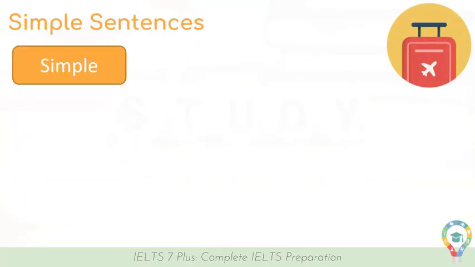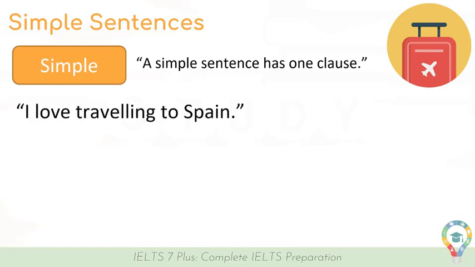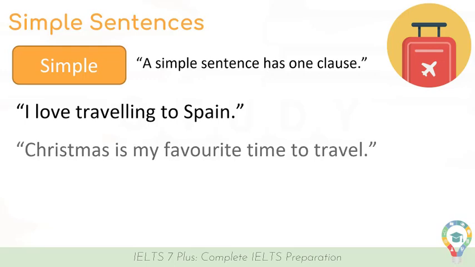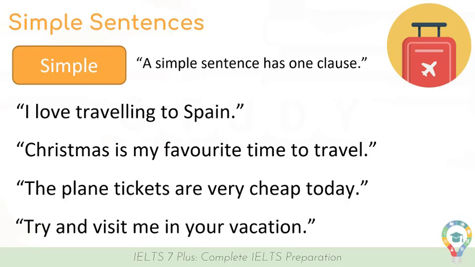So let's take a look at some examples for simple sentences. A simple sentence has one clause, and I'll show you examples on the topic of travel. I love travelling to Spain. Christmas is my favourite time to travel. The plane tickets are very cheap today. Try and visit me in your vacation. These are all examples of simple sentences where there is only one clause or one main piece of information.